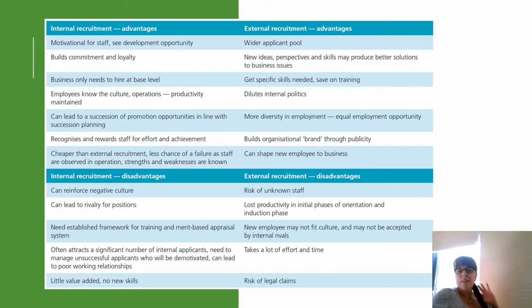Okay, external recruitment disadvantages. Well, it's the risk of the unknown staff. You don't really know much about them. Loss of productivity in the initial phases of orientation and induction when they're learning the business, how it works. New employees may not fit the existing business culture and may not be accepted by internal rivals. Nobody likes the new guy. It does take a lot of time and effort, and there is the risk of legal claims if somebody feels that the hiring process was not done in an ethical manner or according to current legislation.